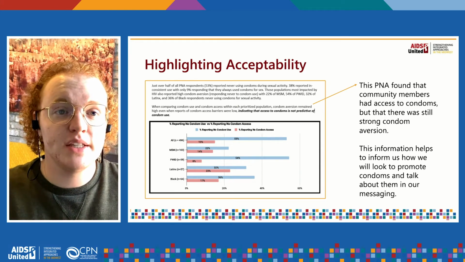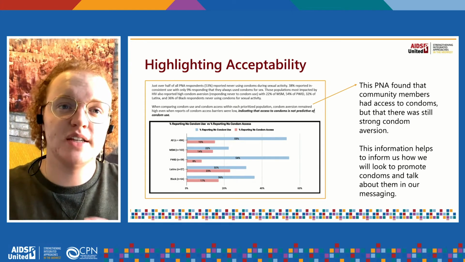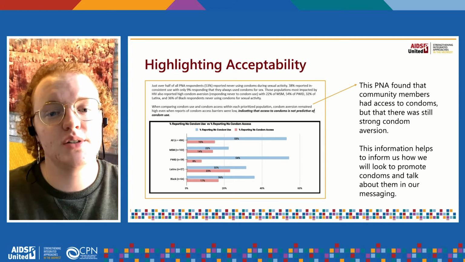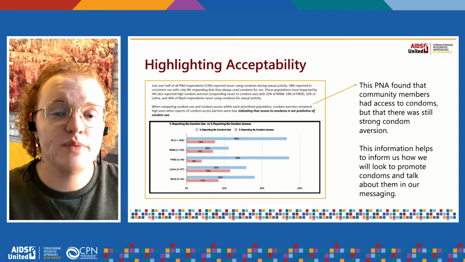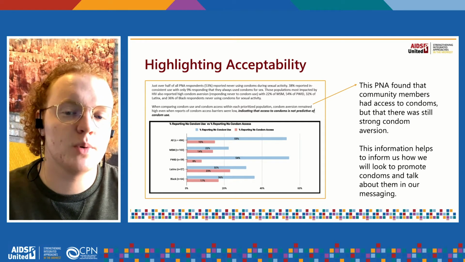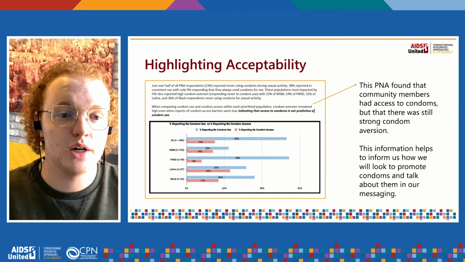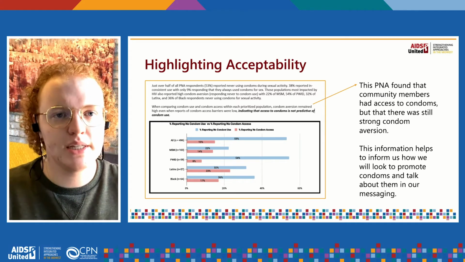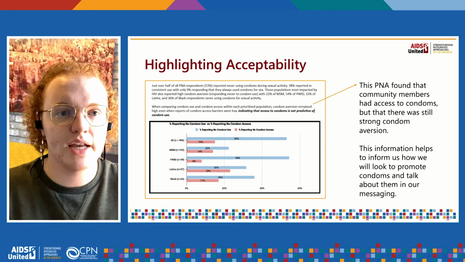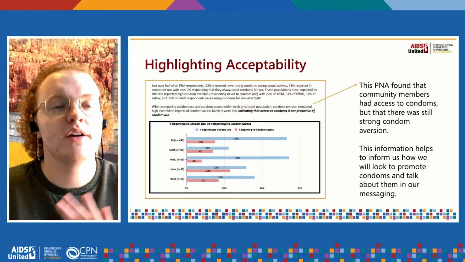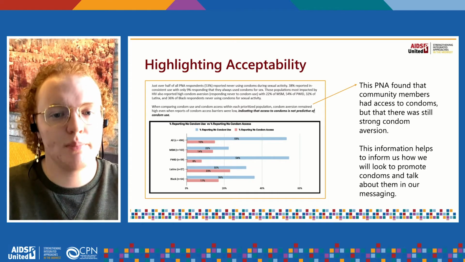Despite the fact that there wasn't a specific intention to look at acceptability, this prevention needs assessment actually did speak to that. They ended up finding that condom aversion remained very high, even when reports of condom access barriers were low. That implied that even when condoms were in place, even when people knew how to get them and could get to them easily, acceptability was still our barrier.